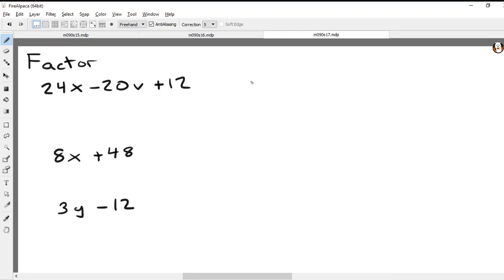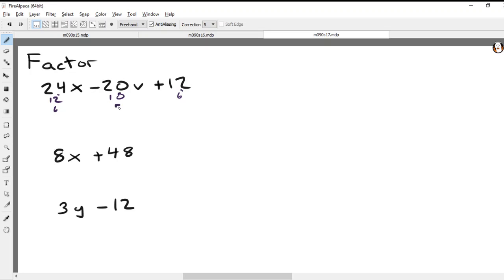We're looking to factor. When we're factoring, we're looking for the largest number that divides into each one of these terms. So 24x minus 20y plus 12, each one is even. 24 divided by 2 is 12. 20 divided by 2 is 10. 12 divided by 2 is 6. Hey, they're still even.